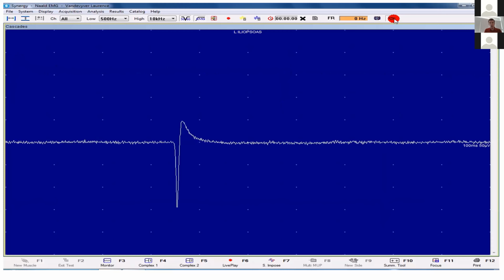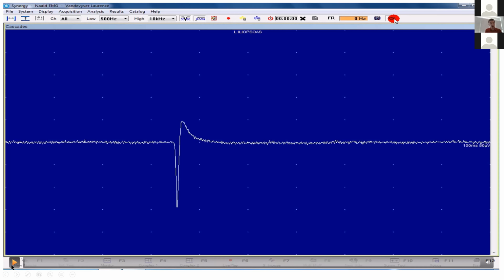Look in this sample at the regular firing of this positive sharp wave with a frequency just above 10 Hertz, which means one positive sharp wave in a sweep of 100 milliseconds on the screen. So 10 Hertz is one positive sharp wave in every screen. Try to look at the regular firing.